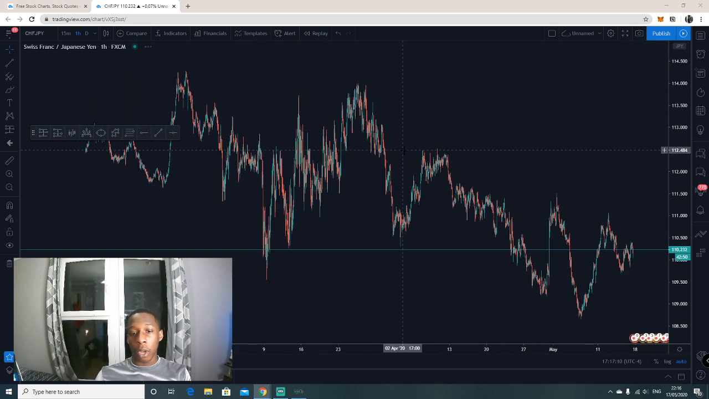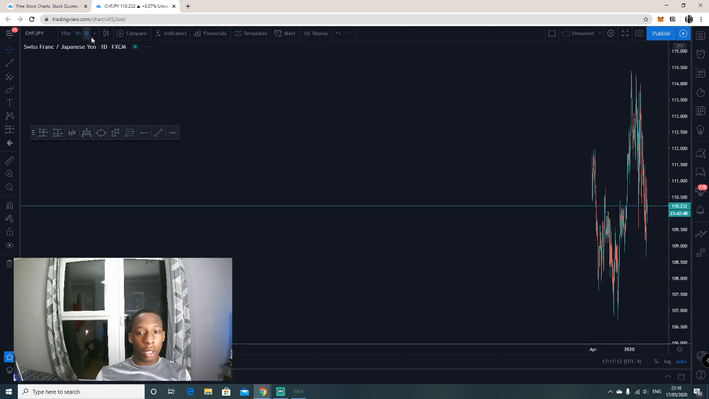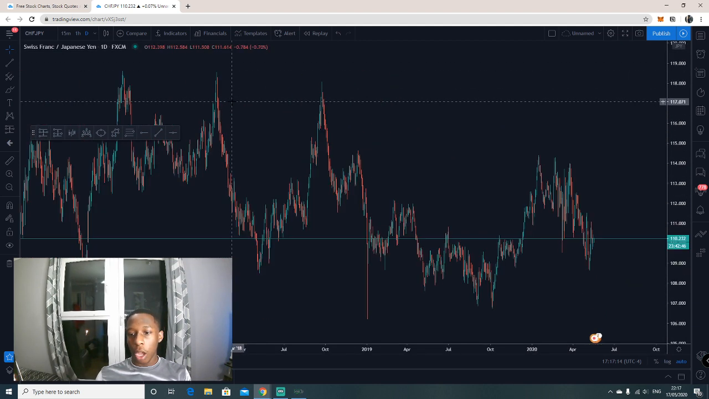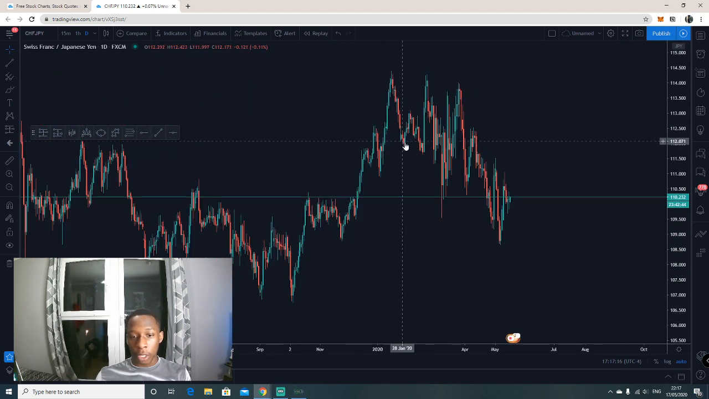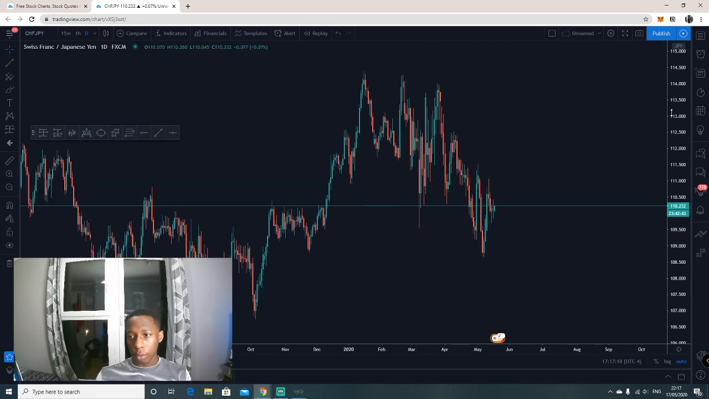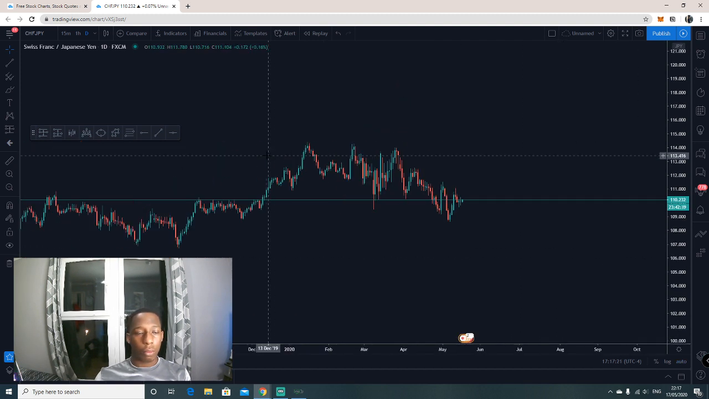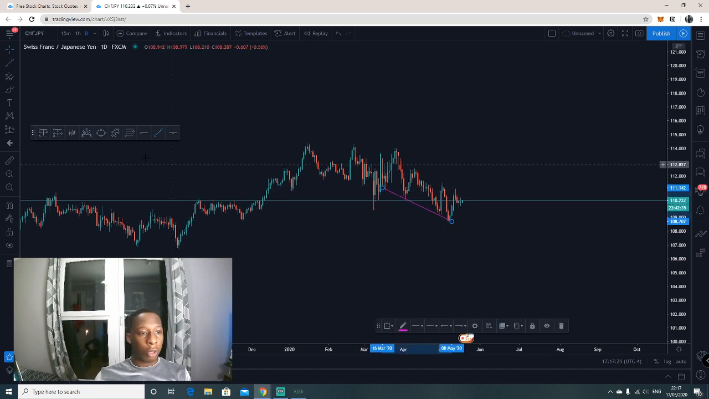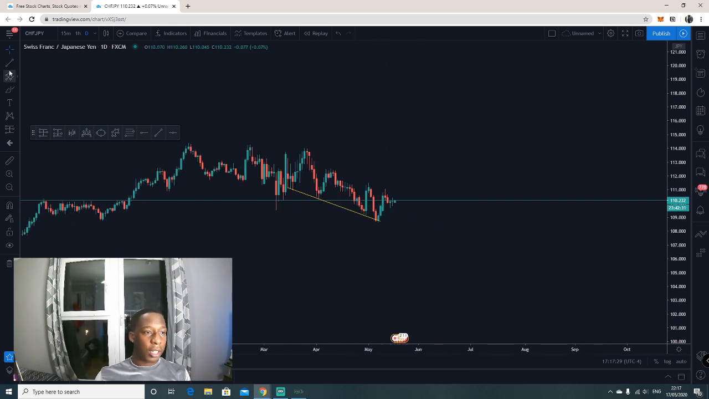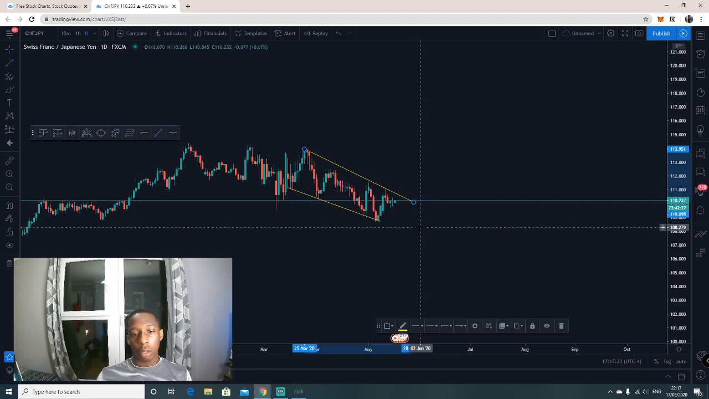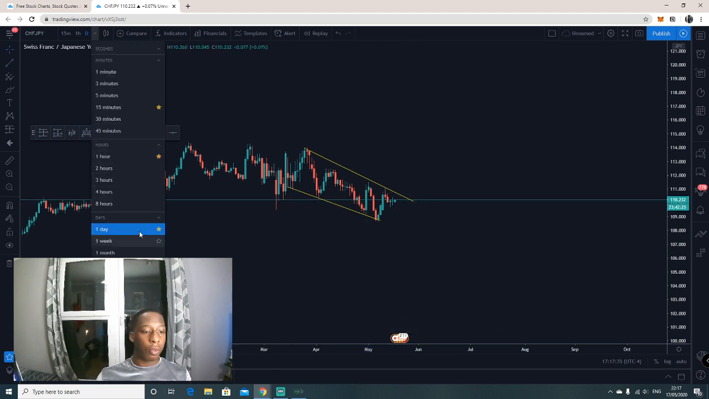CHF JPY. So another downward trend on the daily. Alright, but we're at a support level this time. Got a little trend going. If I see anything nice, I'll make sure I show you this. Drop to the 4 hour.